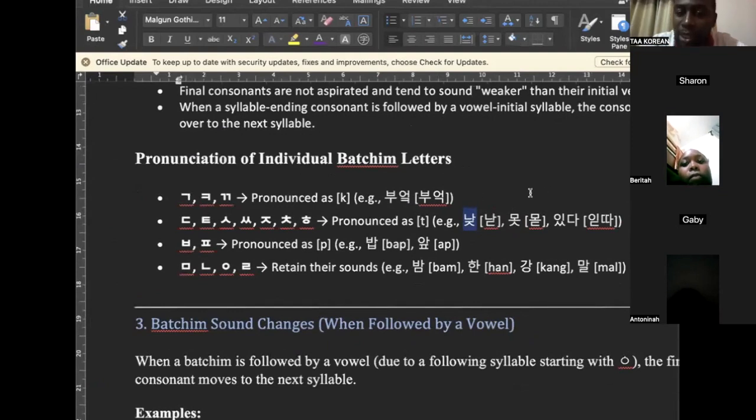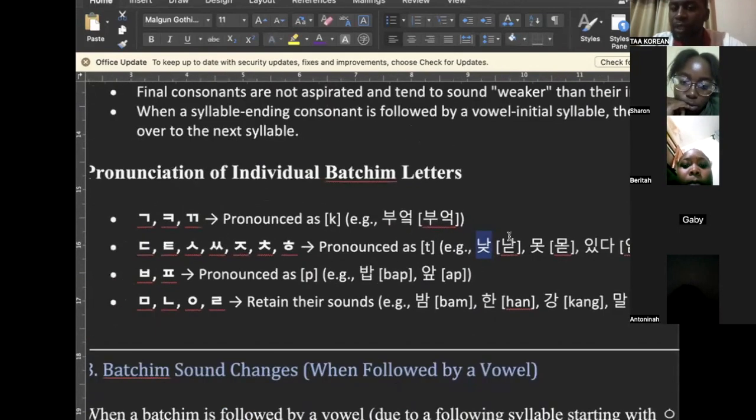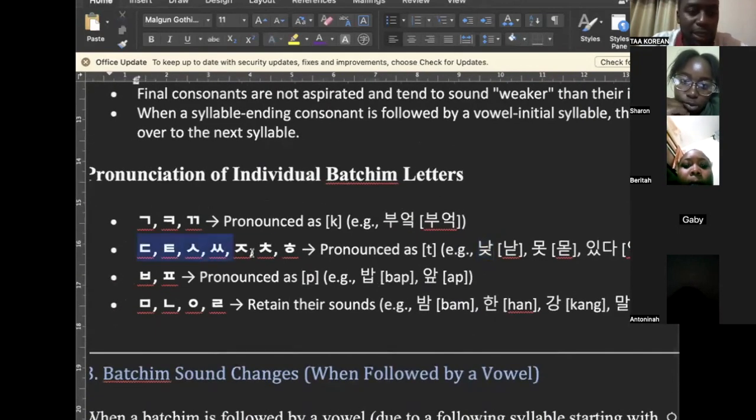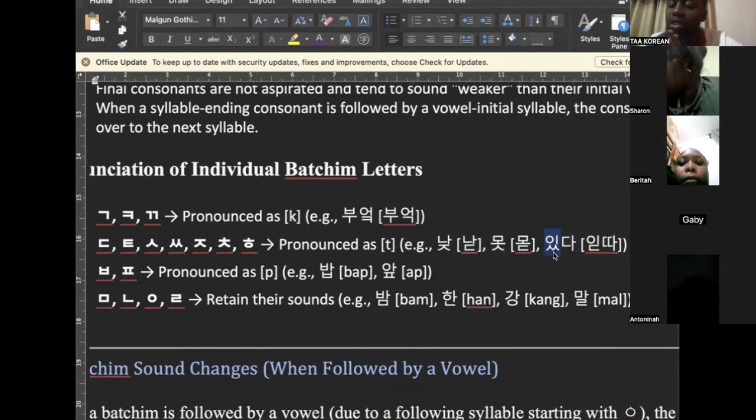I pronounce this J in the Batchim position as a soft T. So all these letters, this is what happens to all of them when they're in the Batchim position. For example, this becomes mot, not most. Students are usually tempted to read this as mos. This is mot. And this one becomes ita, not ista. This double S is in the Batchim position. Therefore, it takes on a soft T, becomes ita.